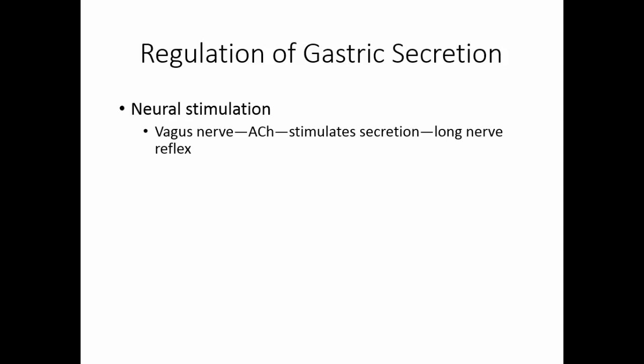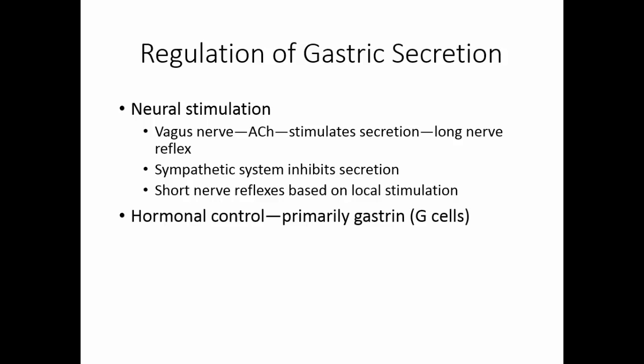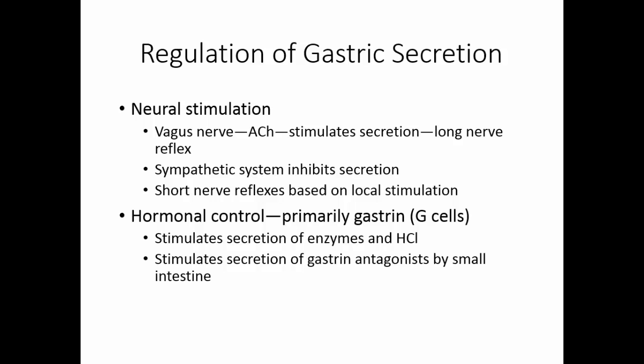Neural stimulation will begin with the vagus nerve. Acetylcholine will stimulate the secretion of gastric juice. This is a long nerve reflex. The sympathetic nervous system will inhibit secretion. There are short nerve reflexes that are based on local stimulation of the stomach, primarily stretching the stomach. Hormonal control is primarily through gastrin. Gastrin is produced by the G cells. Gastrin will stimulate the secretion of both enzymes and hydrochloric acid. It also stimulates the secretion of gastrin antagonists in the small intestine.